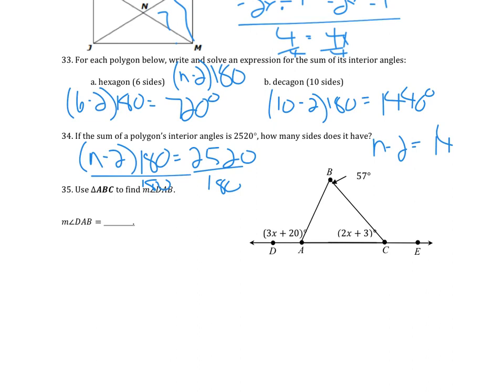And a lot of you forgot to do this on the quiz. We just divided by 180. You need to add 2 as well. So then n equals 16.